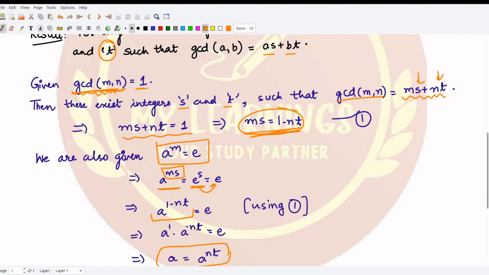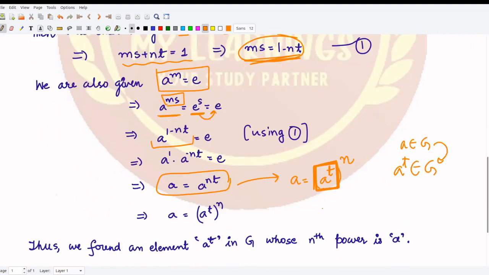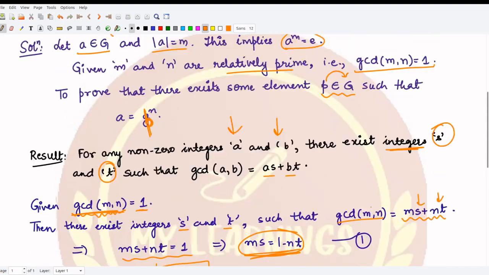So now you have your result. Basically we have written A as A raised to power t and whole raised to power n. You can write it like this, there is no issue. So we have now expressed A as some element from G raised to power n, where this element A raised to power t is definitely present in G. Why? Because A is present in G and G is a group, hence its powers would be present within it. So we found our element P as A raised to power t such that when you raise it to power n, you get A. And this is what was required in this particular question.